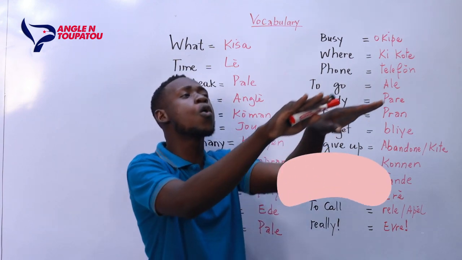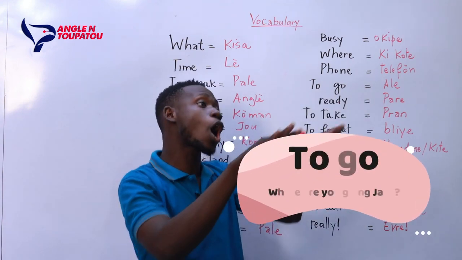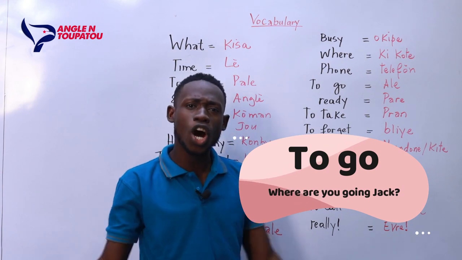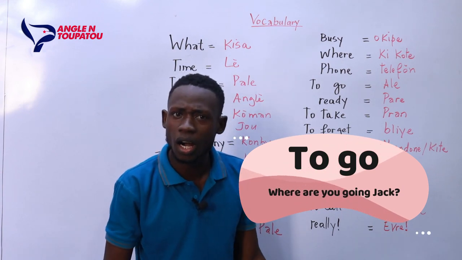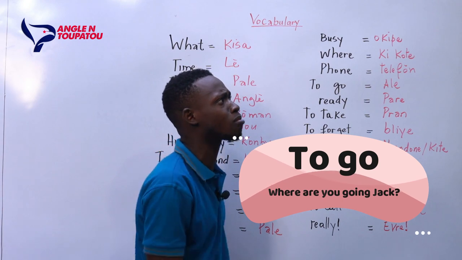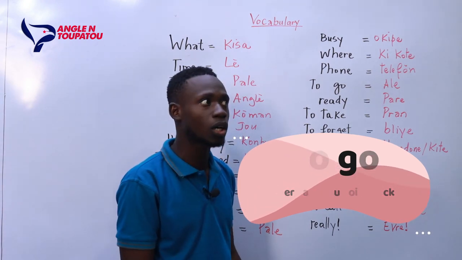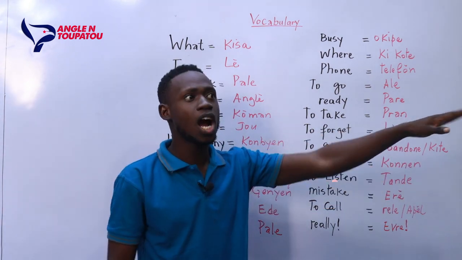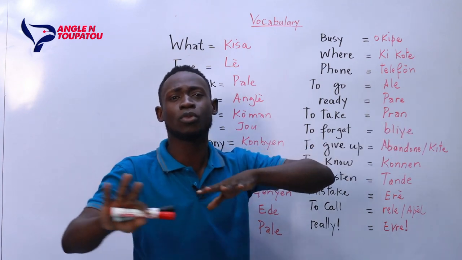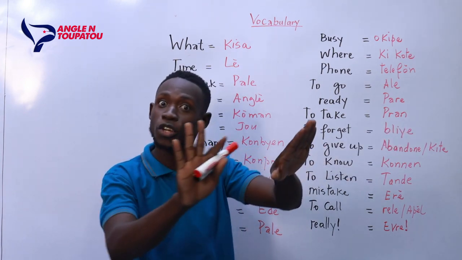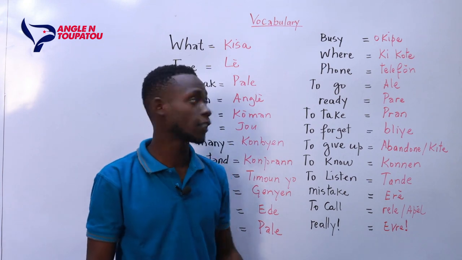To go. To go. Where are you going, Jack? Oh, I'm going to the library. Oh, the library? Oh, he is going to the library. Oh, no, I'm not going to the library. I'm going to the bookstore. To go.